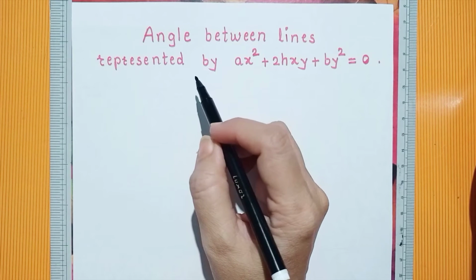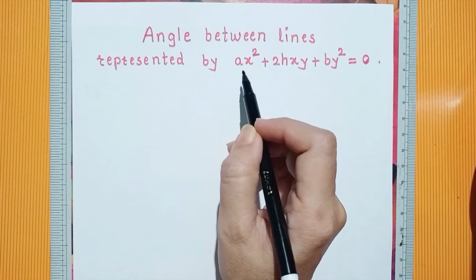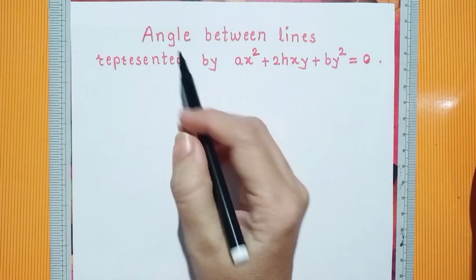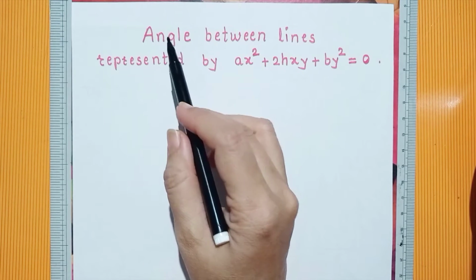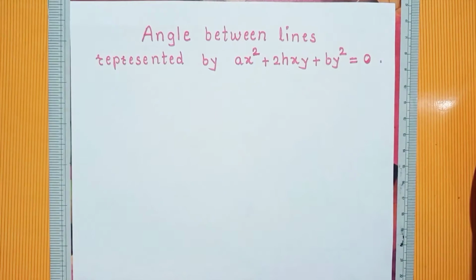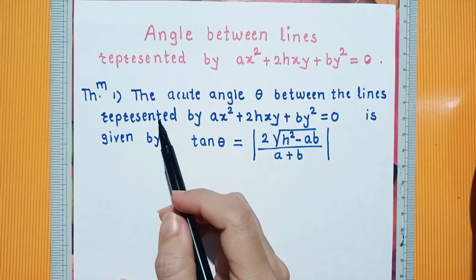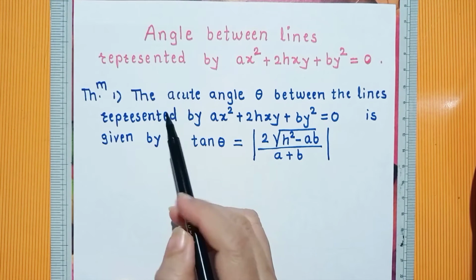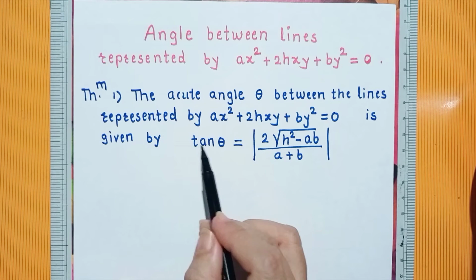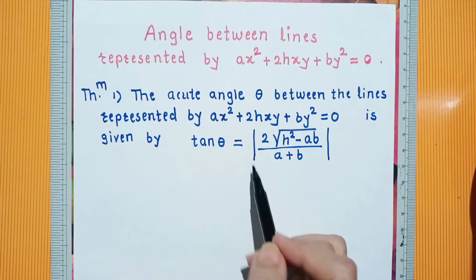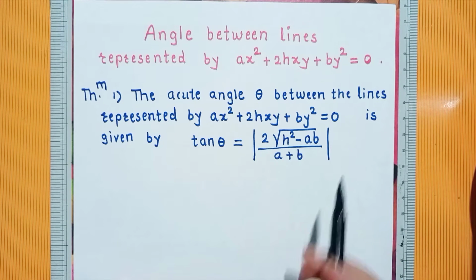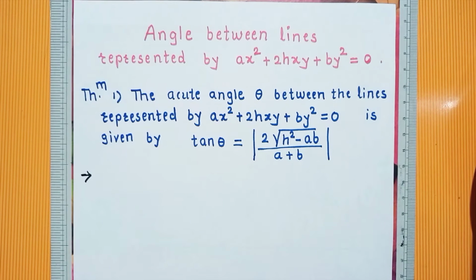Hello everyone. In the last lecture we have seen what a homogeneous equation of degree 2 is, and today we are going to look at the angle between the lines represented by these equations. So let's check the theorem to find this angle: the acute angle theta between the lines is given by tan theta equal to mod of 2 under root h square minus ab upon a plus b.